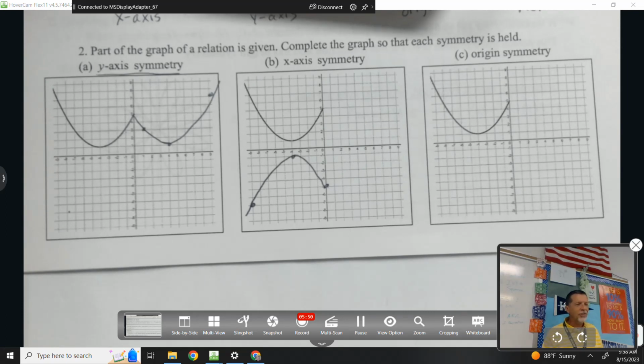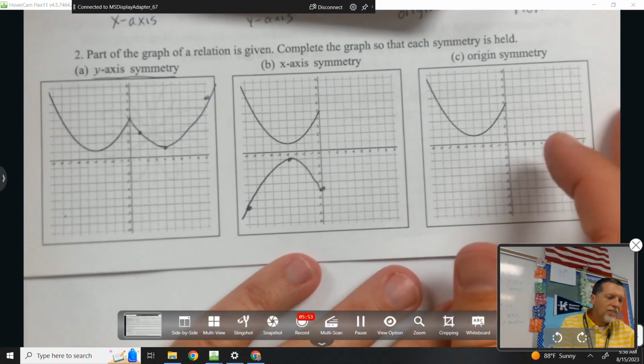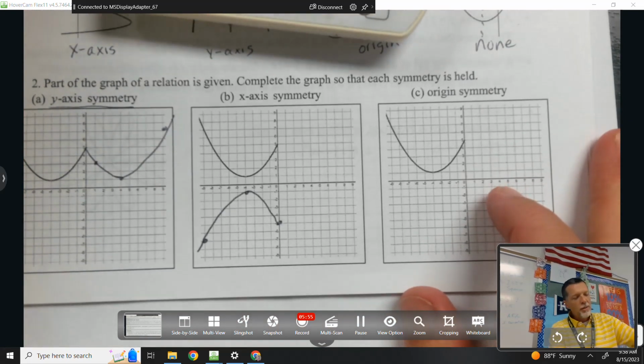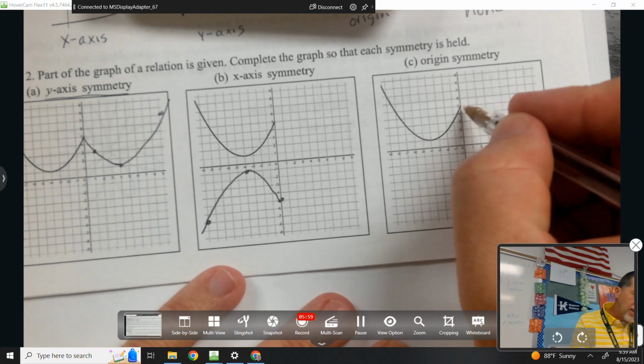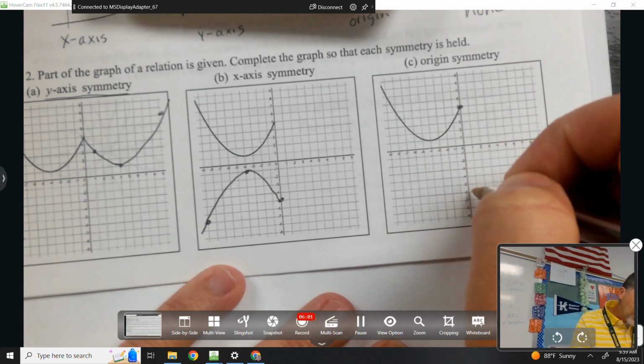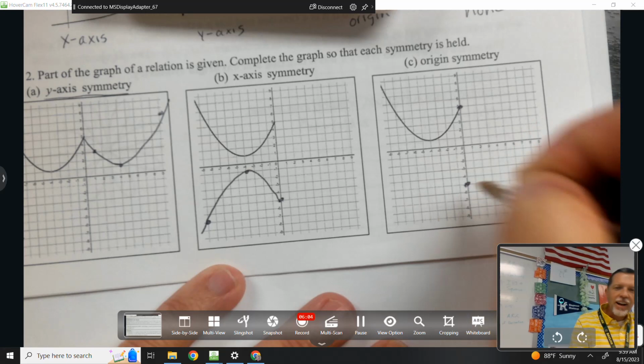Origin, again, is kind of tricky. You got to flip it twice or rotate it, but rotating is hard to visualize. So I'm going to flip it twice. Any point on the axis is going to stay on whatever axis it's on.